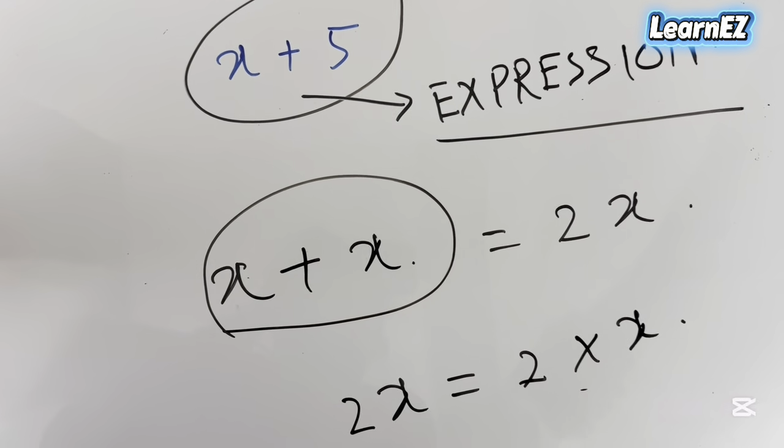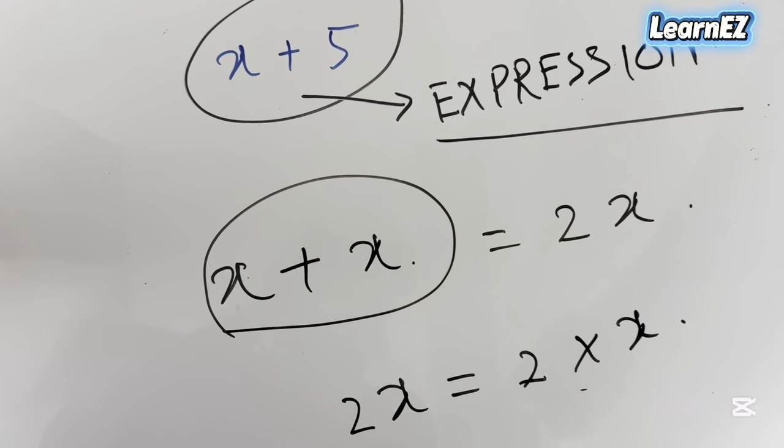So this is 2x plus 3x. Okay, can we do the addition? Yes, this is going to be 5x. Okay, this is your answer here. But if we write 2x plus 2, can we add them? No, we cannot add them.